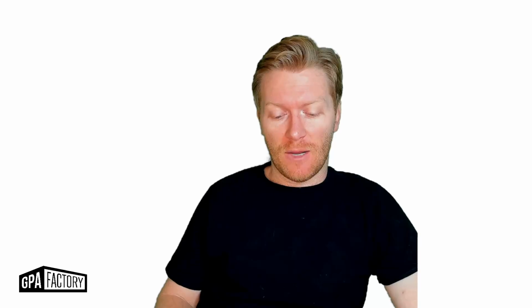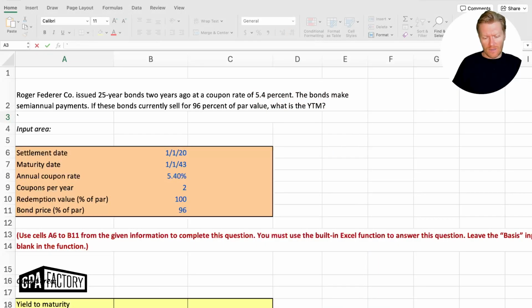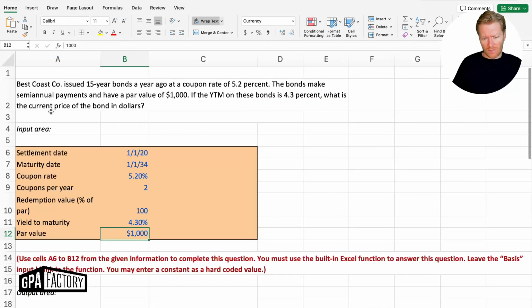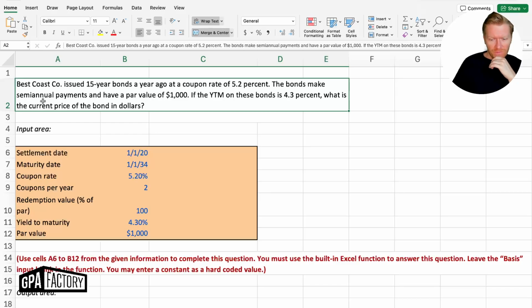Back to FIN 357, and we were working through some Excel problems in this video. So let's just take a look. Here, this first one, we've got Best Coast Company issued 15-year bonds a year ago at a coupon rate of 5.2%. It tells us that they are semi-annual. We've got a par value of $1,000, and if the yield to maturity is 4.3%, what is the current price?